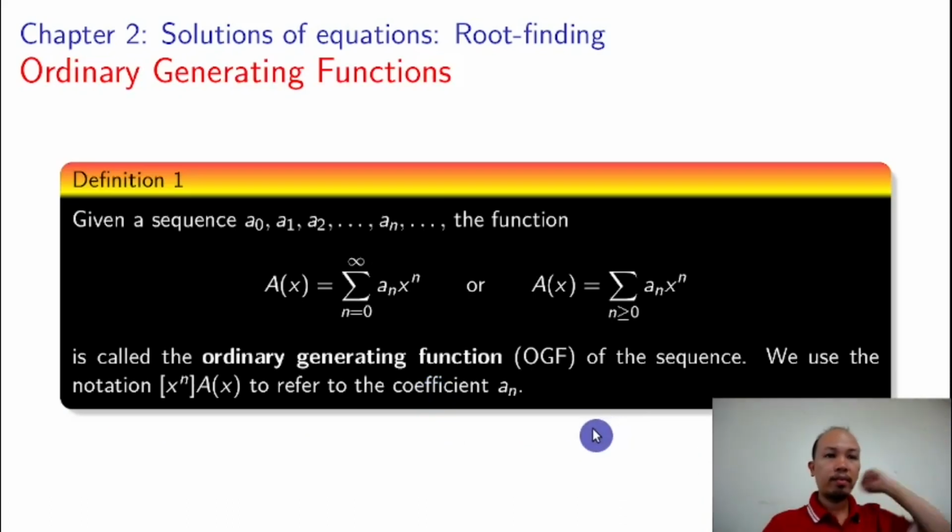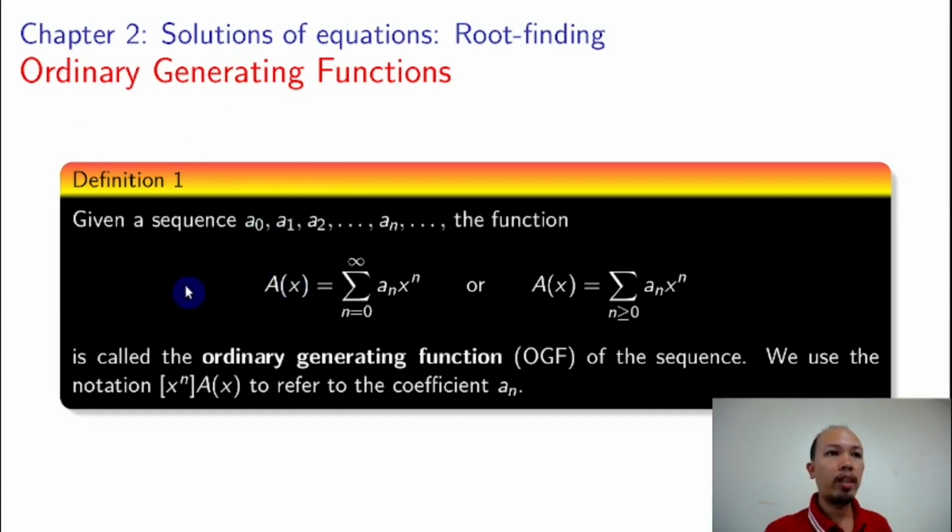Okay, so let's discuss now the tool on how to find the closed form expression of a given recurrence relation, or the explicit formula of the given recurrence relation. So what we will need here is generating functions. There are two generating functions that I am going to discuss here, the ordinary and the exponential.